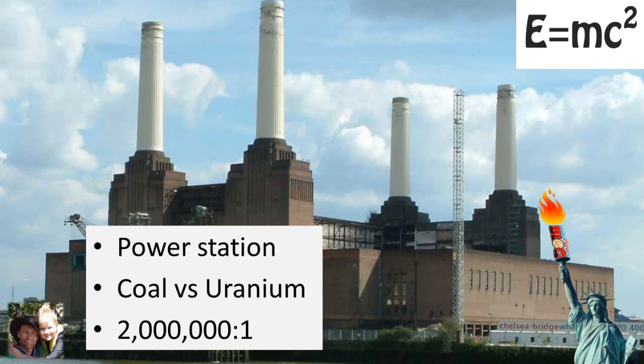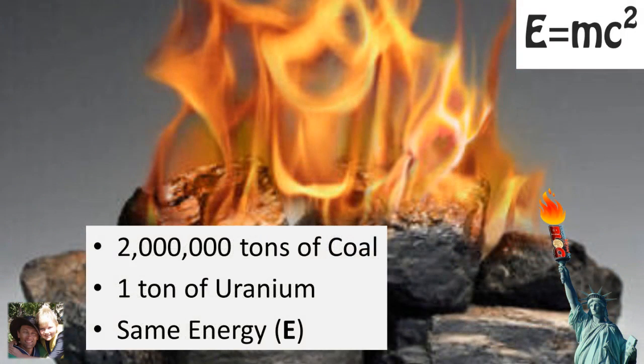Well, a normal power station is about 3 gigawatts. The biggest one in the world is about 22 gigawatts. But if we wanted to output 1 gigawatt for 1 year, we would need to use approximately 2 million tons of coal in order to put out 1 gigawatt on that power station. If we wanted to do the same with uranium, we would need 1 ton of uranium. In other words, the ratio is 2 million to 1. 2 million tons of coal or 1 ton of uranium has the same output.